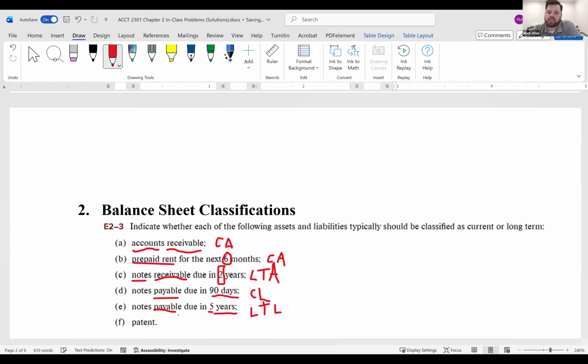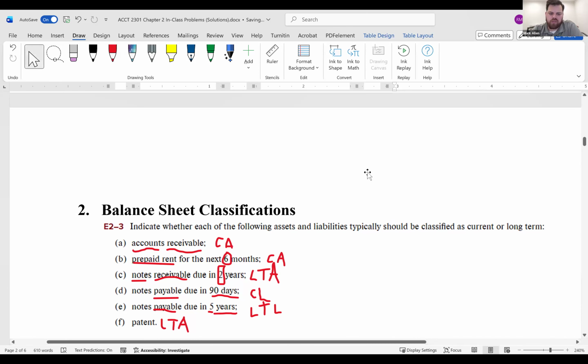And finally, for patents, this is a long-term asset. Specifically, it may be reported separately from the other long-term assets as what is called an intangible asset. But for this point in the course, we can just call this a long-term asset. So that's what we've got here.